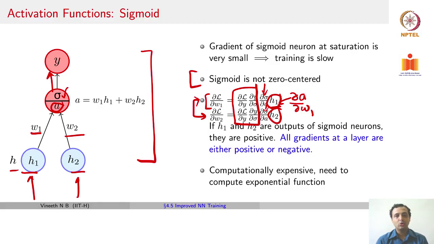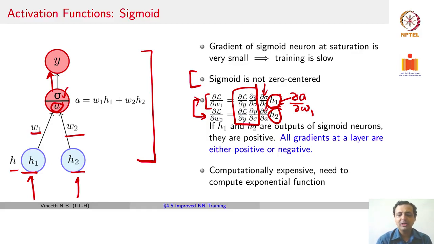Dou L by dou Y into dou Y by dou sigma is common for the gradient of W1 and W2. Which means if that gradient turned out to be negative, both W1 and W2 will have negative gradients. If that turned out to be positive, both W1 and W2 will end up having positive gradients. Rather, this may not just be for one specific neuron, it could hold for an entire layer where you use a sigmoid activation function, because all of those activations, because they are outputs of sigmoid, will be positive. This may slow down learning too.